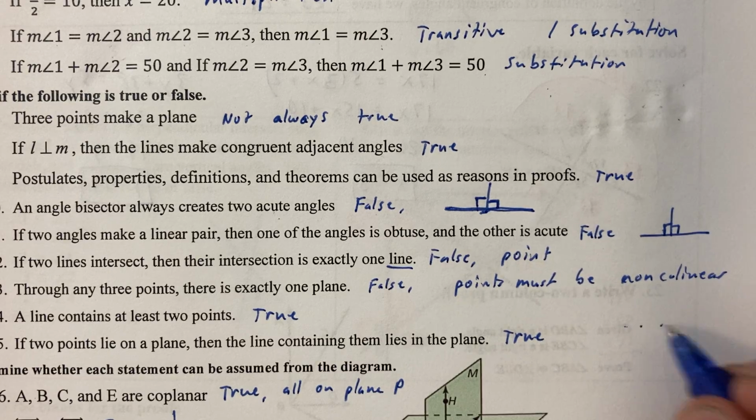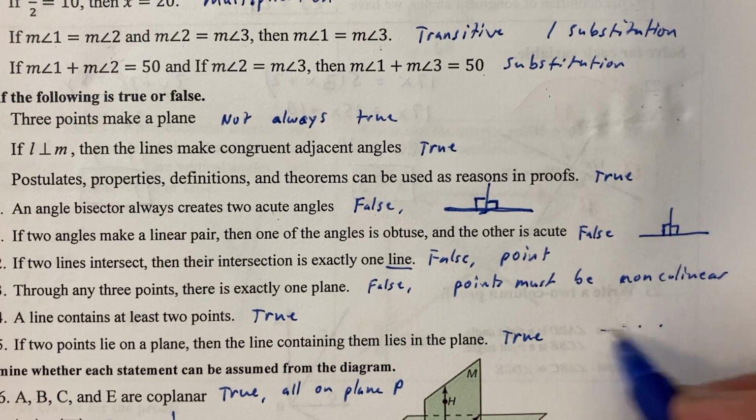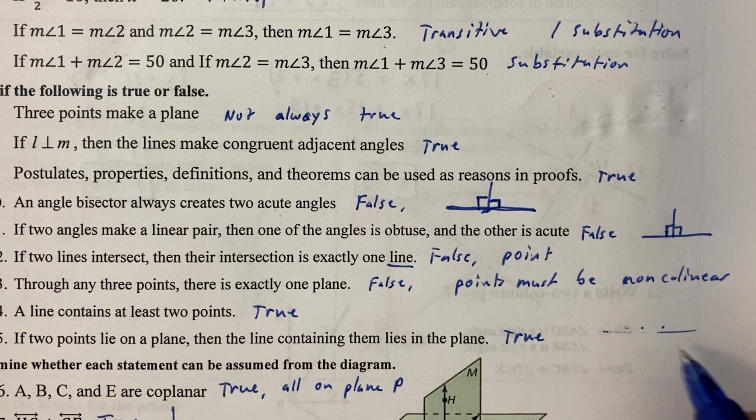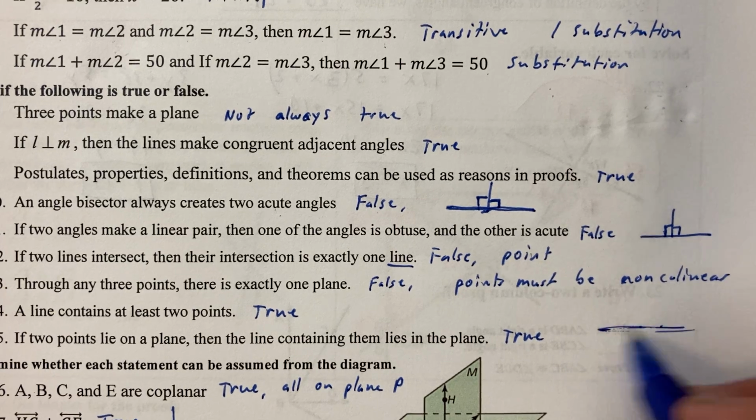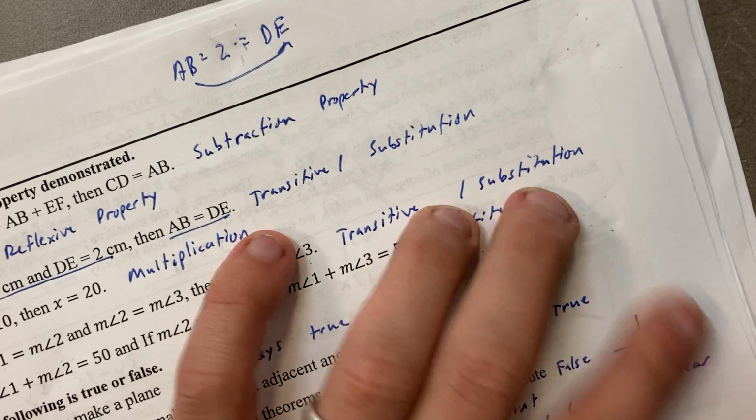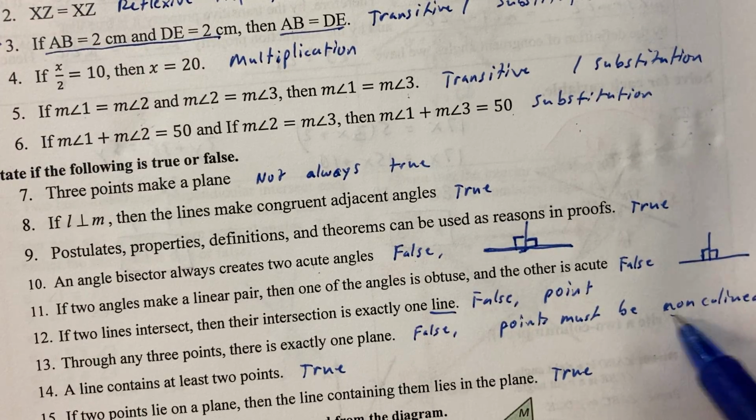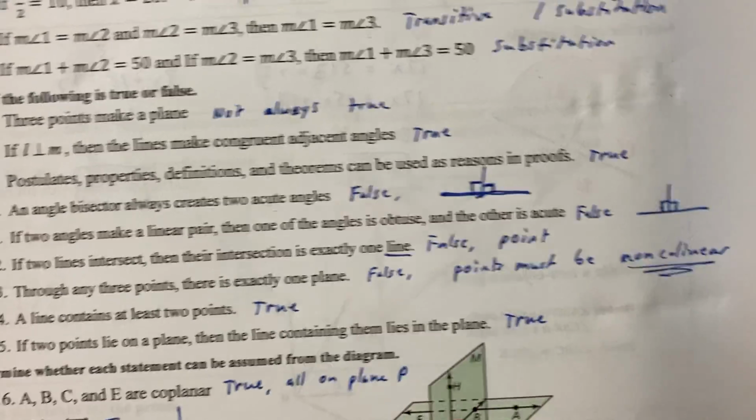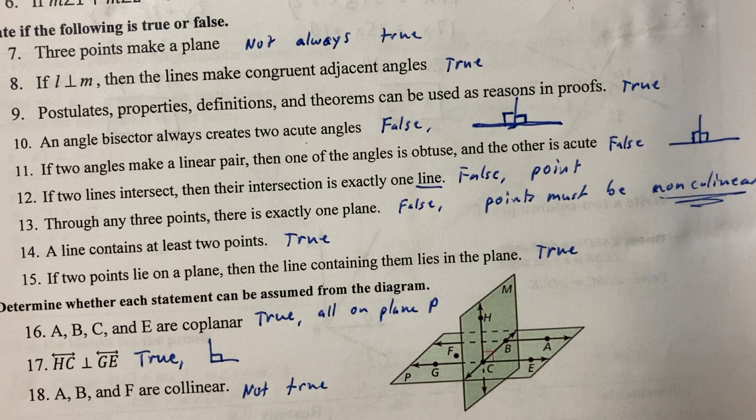Through these 3 points, you do not get a line, you get a plane. Sorry, you do not get a plane, you get a line. Said that backwards. So be careful with that word non-collinear in this problem. If it's there, it's true. If it's not there, it's false.